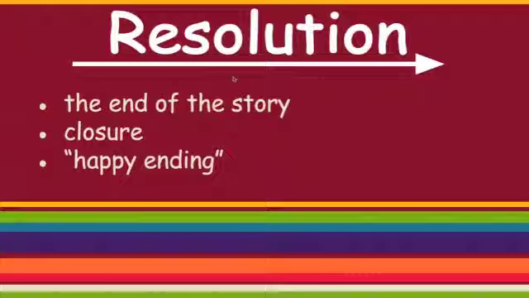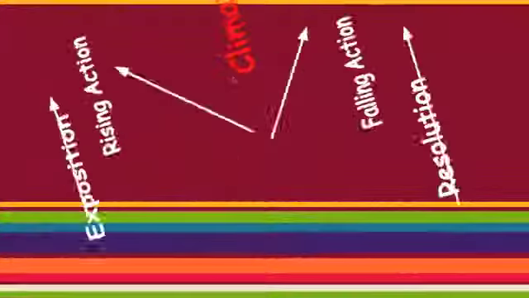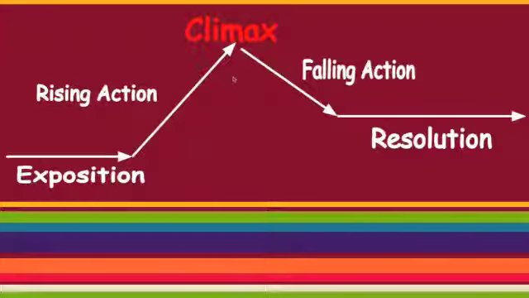Finally, we reach our resolution, which is the end of the story or closure. For many stories, like Cinderella or anything about princesses, there's always a happy ending, but this is usually the closure or the end of the story. Yay! Celebration, it's the end. Let's review this one more time. First, we have exposition, then we have rising action, climax, falling action, resolution.